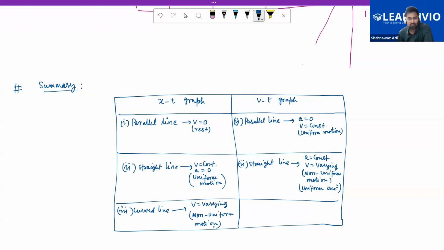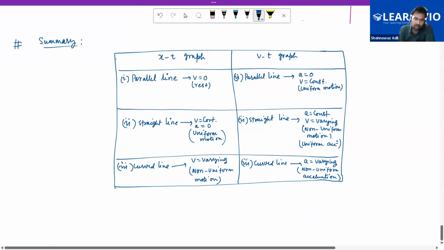Right. And then the third. In this one, the curved line represents that acceleration is varying, which has non-uniform acceleration. So this is the summary.